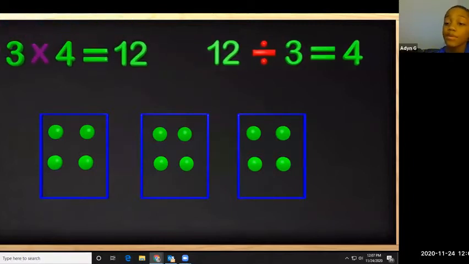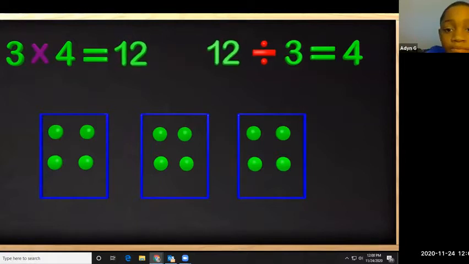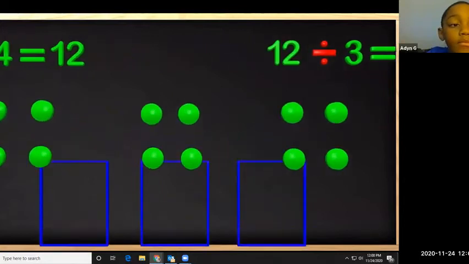Awesome! In both the multiplication and division problems, the smaller numbers tell us how many groups we have and how many items go in each group. The biggest number in each problem is the total amount of items, or dots in our case.